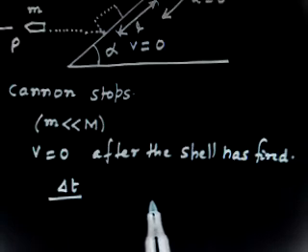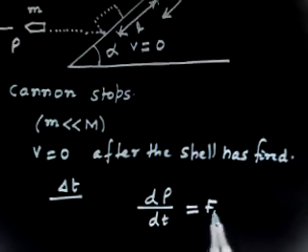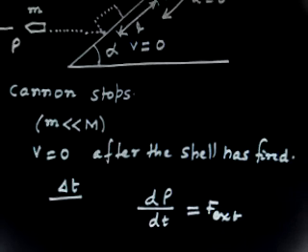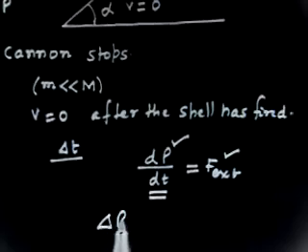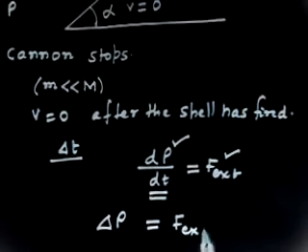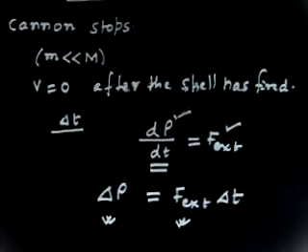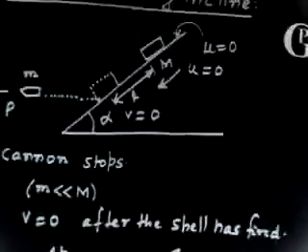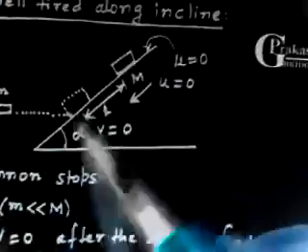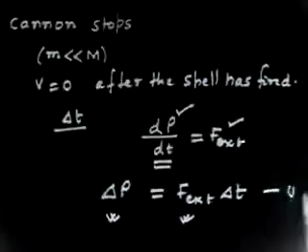Now to do this problem, we will apply dp by dt equals F external. So if I know F external and if I know dp, I can calculate dt. The same equation can be written as dp is F external into delta t. And in this case, I will apply this equation in the direction parallel to the incline. Let us call this equation 1.